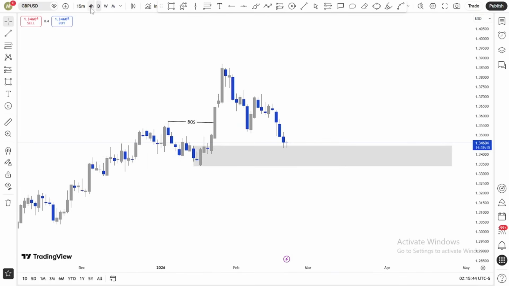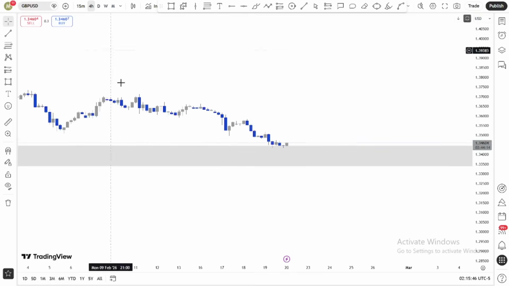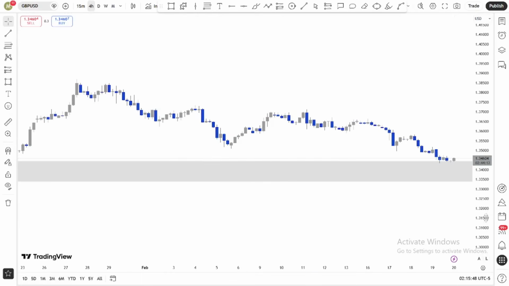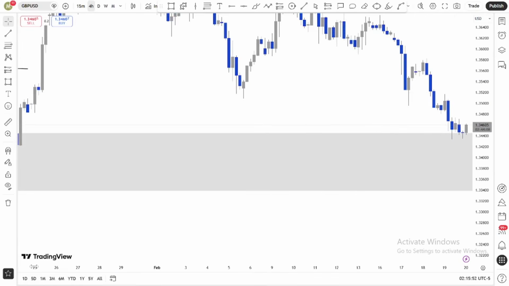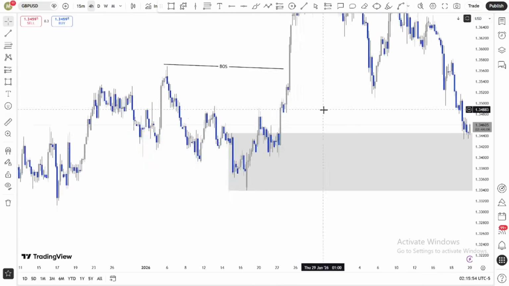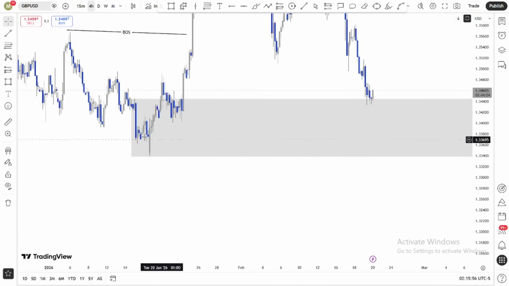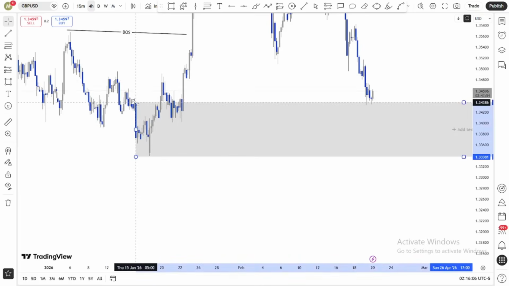So I will go to 4 hours. On this time frame, I'm also going to check what price may likely do at this level. You can see this was the last drop, a significant drop to the downside, before price started expanding to the upside. So this level is still valid for me.